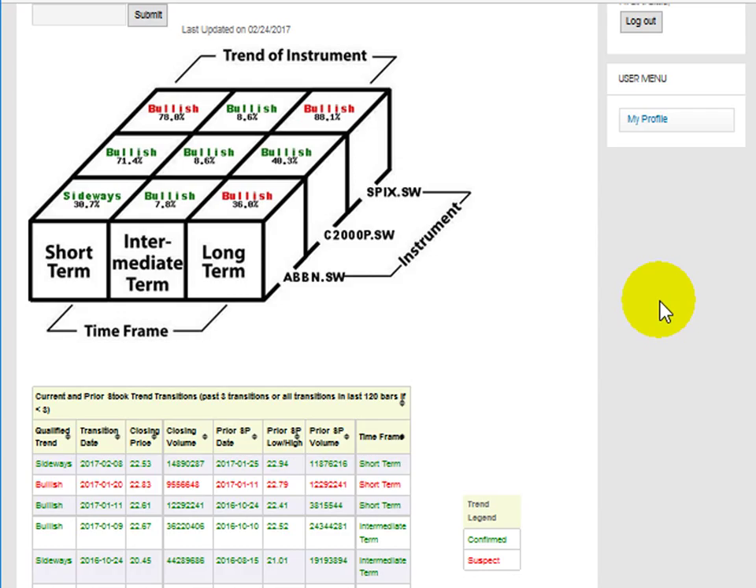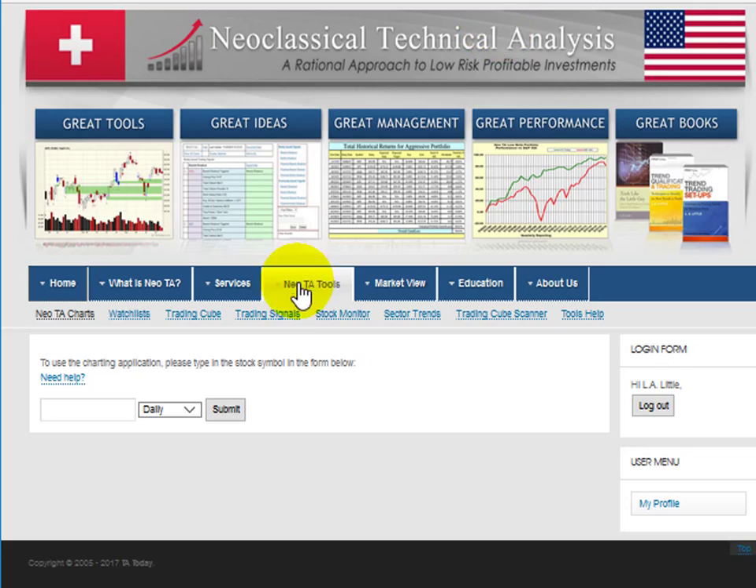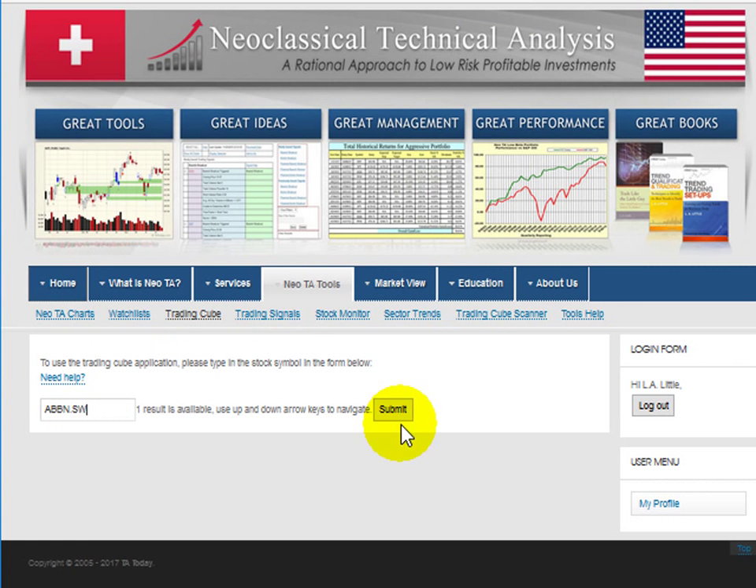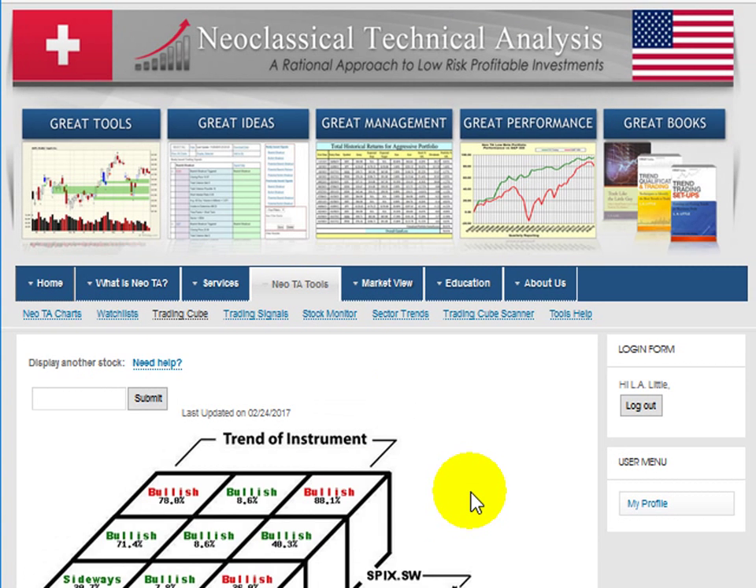Now, the charts are not the only thing on the site, and I'm going to pop back to the site here. The charts and the watch list fit together really well, but you've also got other things that are available, like the trading cube we just talked about. And on the trading cube, you get a lot more information. And let me get the stock back in here. You can click on this and select it actually and get it that way.